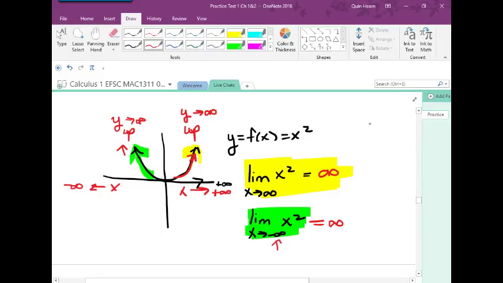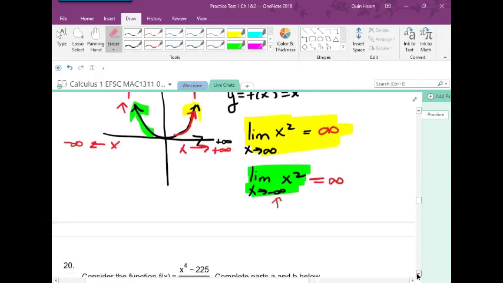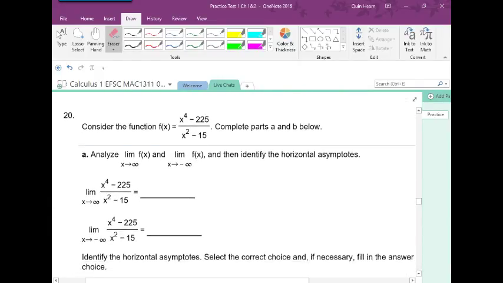On the other hand, if you were looking at a graph that pointed downward like x cubed, the y values would be going toward negative infinity. So when you think about the limit as x approaches positive or negative infinity, you can think about the end behavior of the graph. So let's go down to this one here.